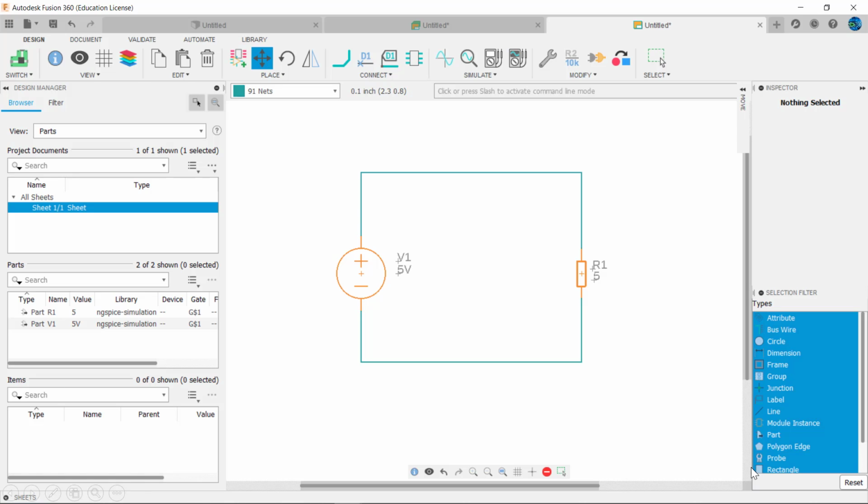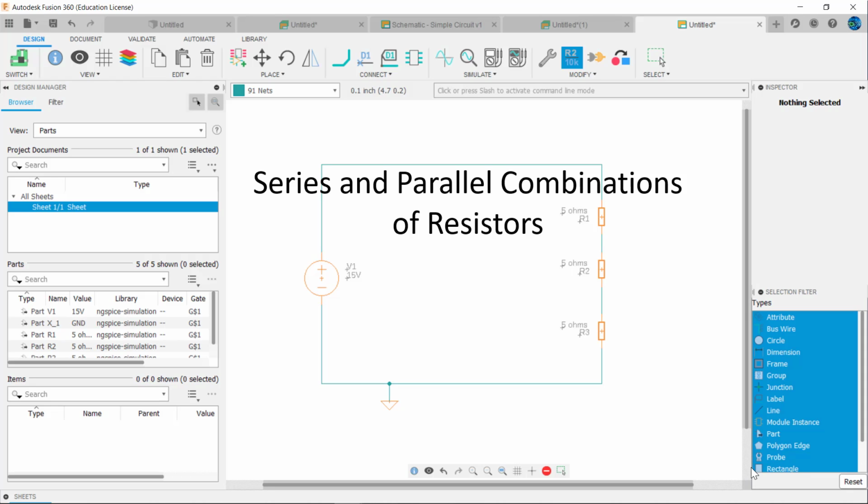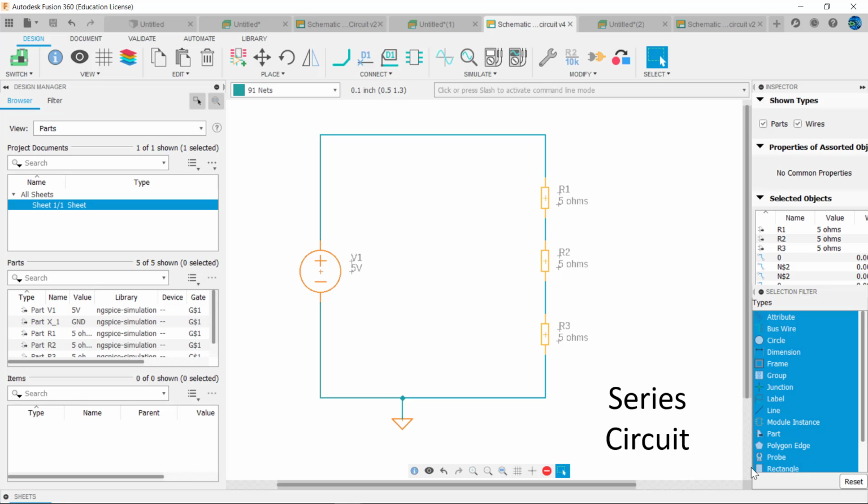A simple circuit is a circuit with a load connected to a power source. In this example, 5 volts connected across a 5 ohm load. But circuits can have more than one device connected to a power source, and you can connect devices in two ways, either in series or in parallel. This video will explain series and parallel connections and the characteristics of these circuits.